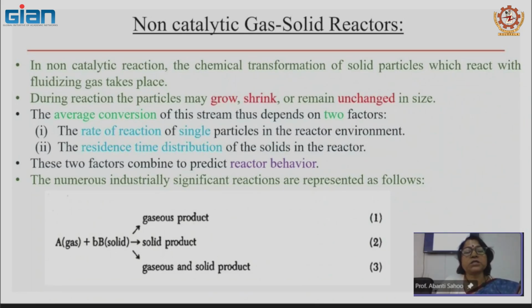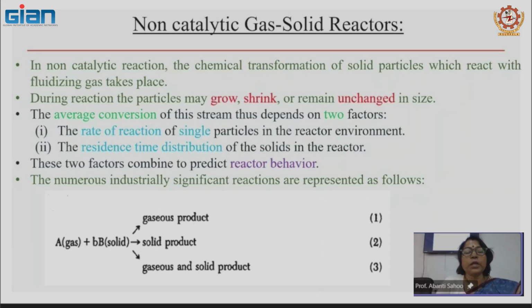The rate of reaction of the single particles in the reactor is required to be determined, and also the residence time distribution, that is, how much time the particles remain within the reactor, and within the reactor in which region, the main bed area or the freeboard region, the particle remains. The particle size and residence time distribution are another important factor for the design of the reactors.